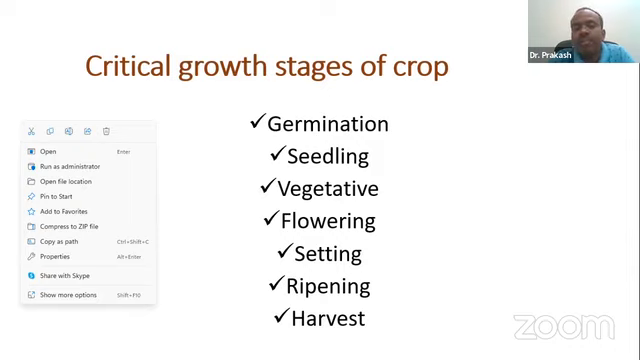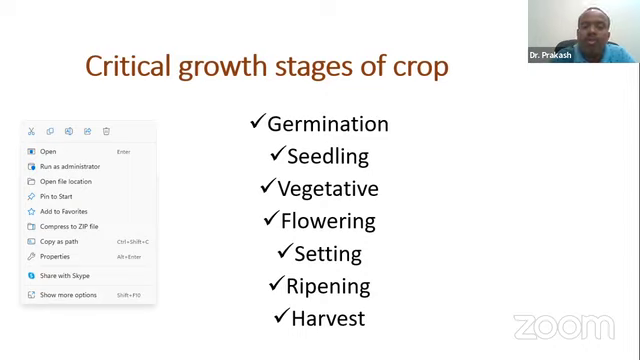Then the seedling stage, which is the crop establishment stage. Then crown root initiation, the earlier growth. In the seedling establishment stage, proper growth happens in the presence of the proper ratio of nutrients and water.